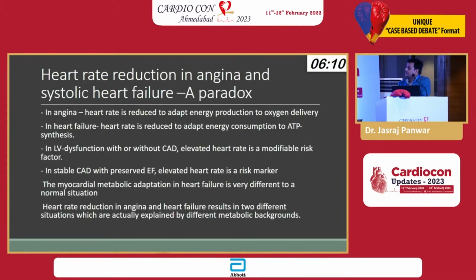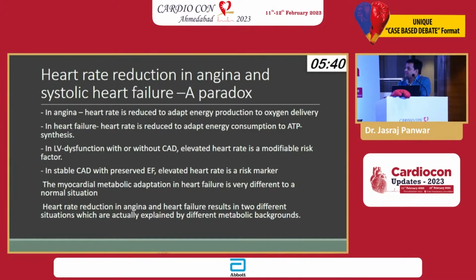So why is there a paradox that ivabradine is useful in heart failure and not in angina, with some negative trials? In angina, heart rate is reduced to adapt the energy production to the oxygen delivery. In heart failure, the heart rate is reduced to adapt to the ATP available. So in LV dysfunction, heart rate is just a modifiable risk factor and a prognostic marker. Just treating and targeting heart rate is not beneficial.